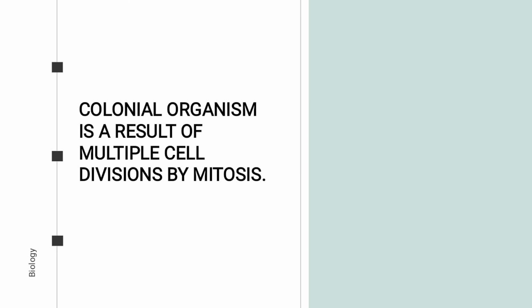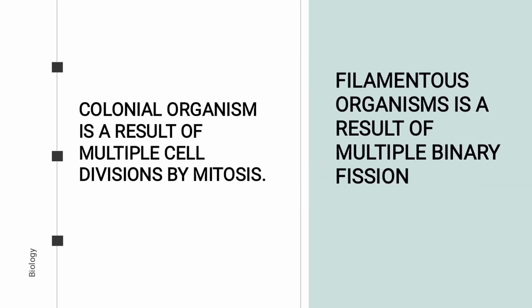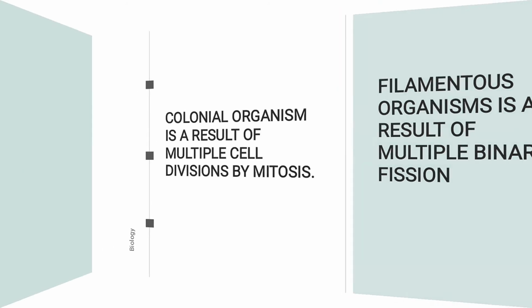And the third one is that colonial organism is a result of multiple cell division by mitosis. So the cell continually divides mitotically, resulting in the production of a new cell within the colony. And filamentous organism is a result of binary fission. Binary fission talks about division into two. So this filamentous organism is also binary fission.